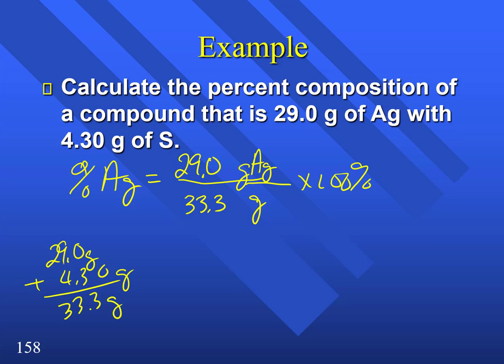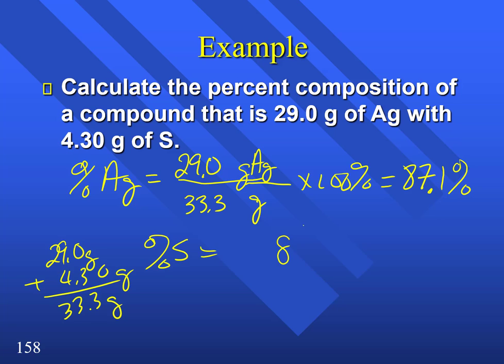And I can either do that division or I can say to myself, hey, I probably just multiply by 3 and get 60 and 27, 87. But let's push the buttons. 29 divided by 33.3 is 87.1%, 3 sig figs. 29.0 had 3 sig figs, 33.3 had 3 sig figs. Okay.